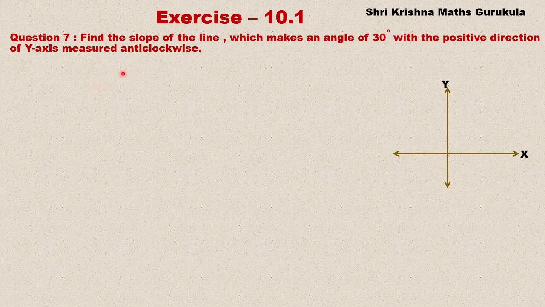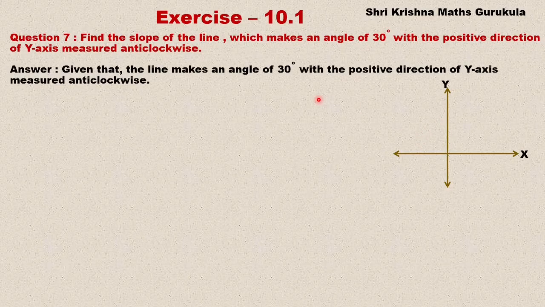Question 7 goes like this. Find the slope of the line. We have to find the slope of a particular line which makes an angle of 30 degrees with the positive direction of y-axis. Be careful about this. With the positive direction of y-axis, it is making an angle of 30 degrees measured anti-clockwise. So the measurement is like this, anti-clockwise direction. We have to find the slope of that particular line.